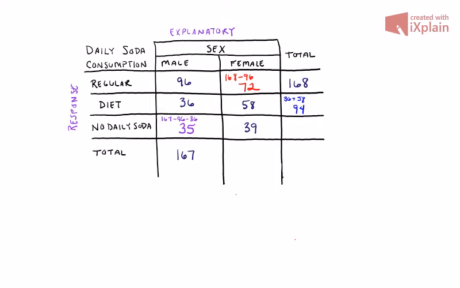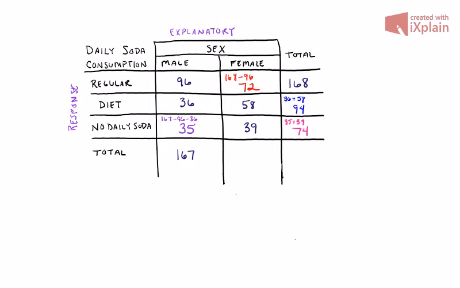This now allows me to take care of the no daily soda habit row. In this case, we can do 35 plus 39, and that gives me a grand total of 74 people who do not have a daily soda habit. The rest of this suddenly becomes a little bit lighter.